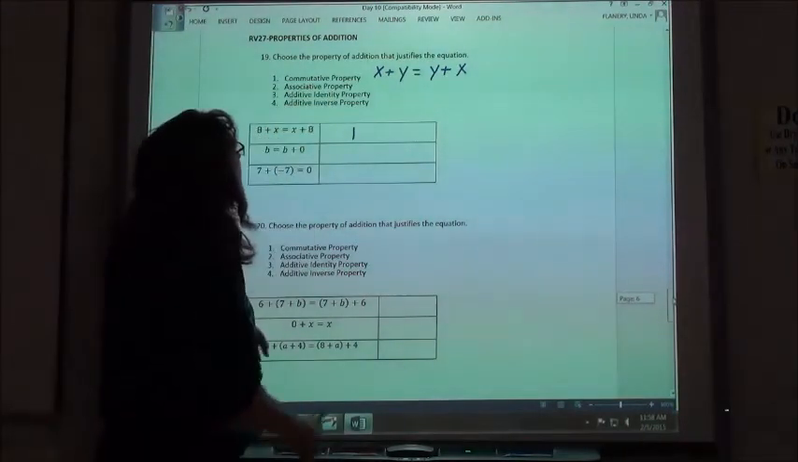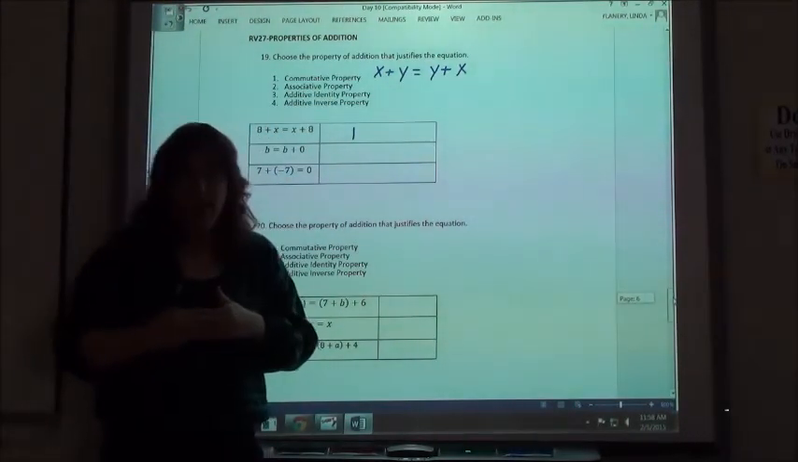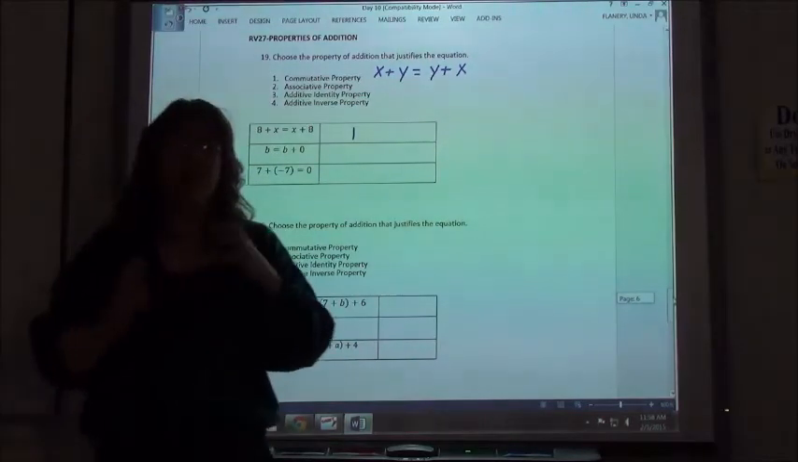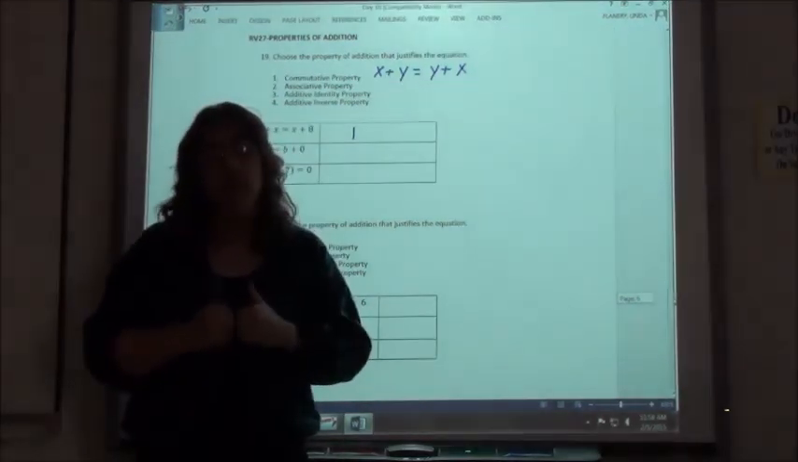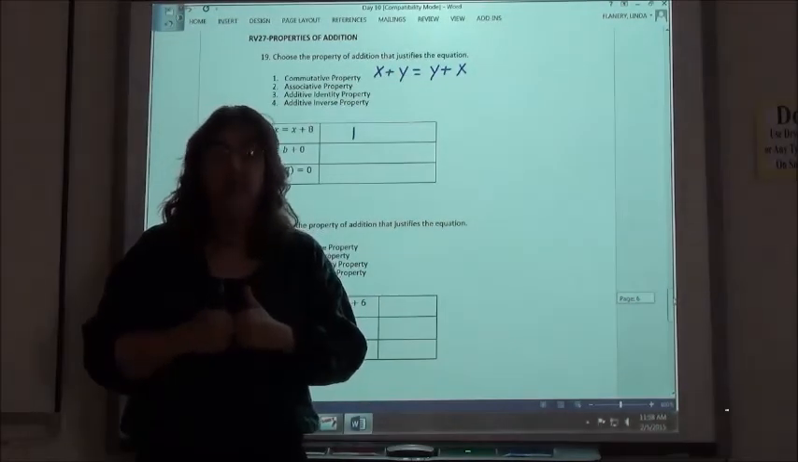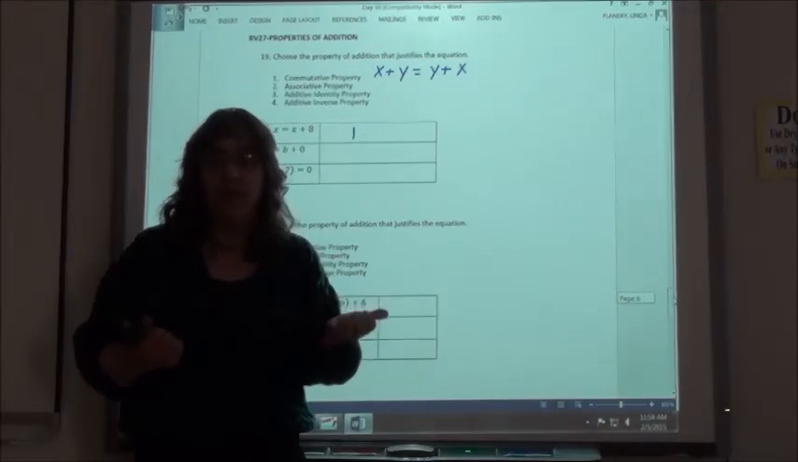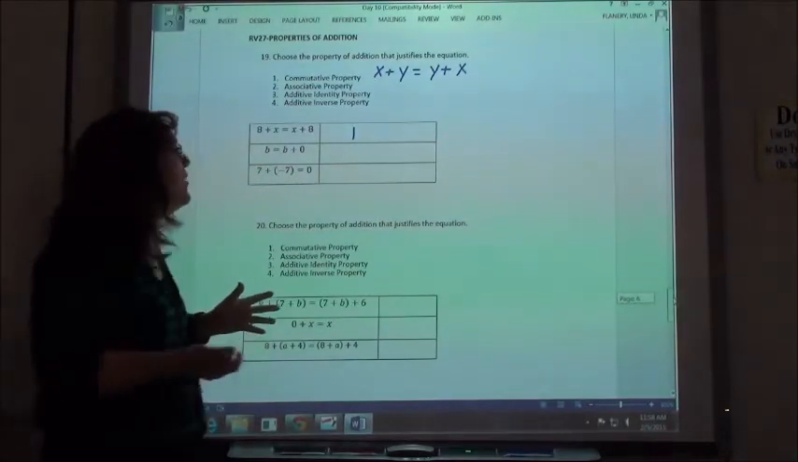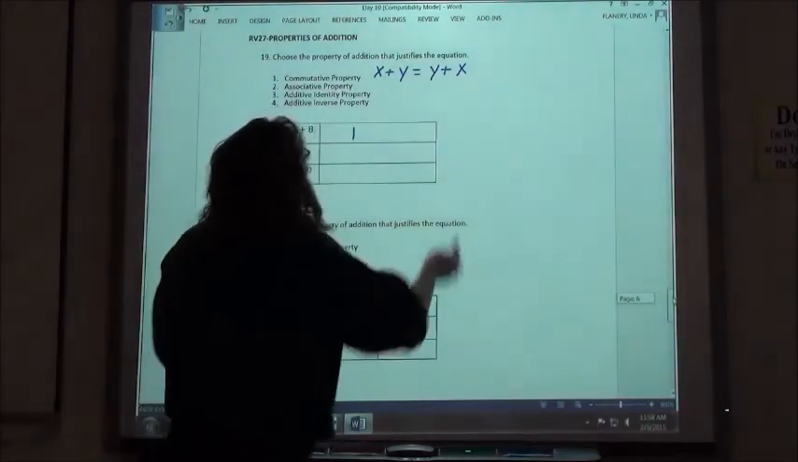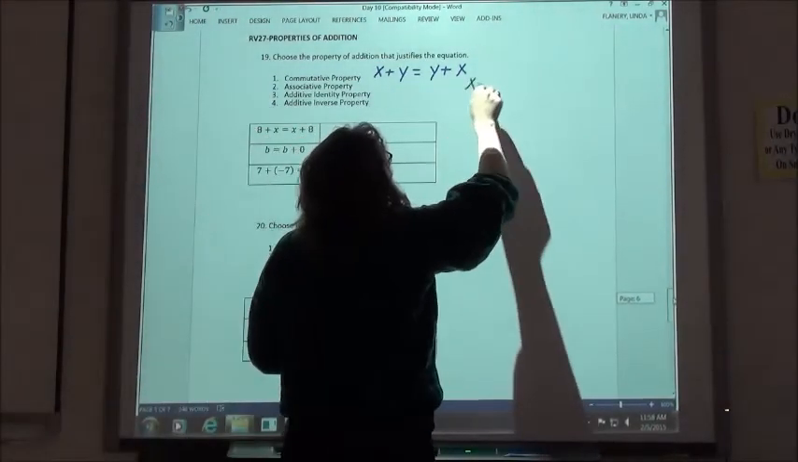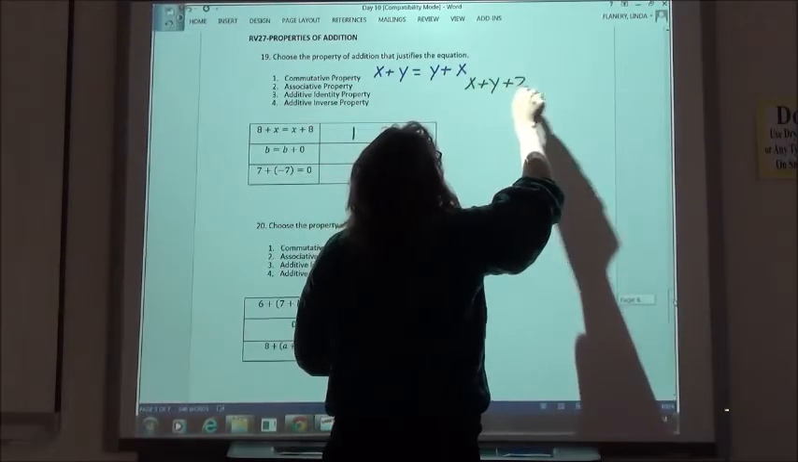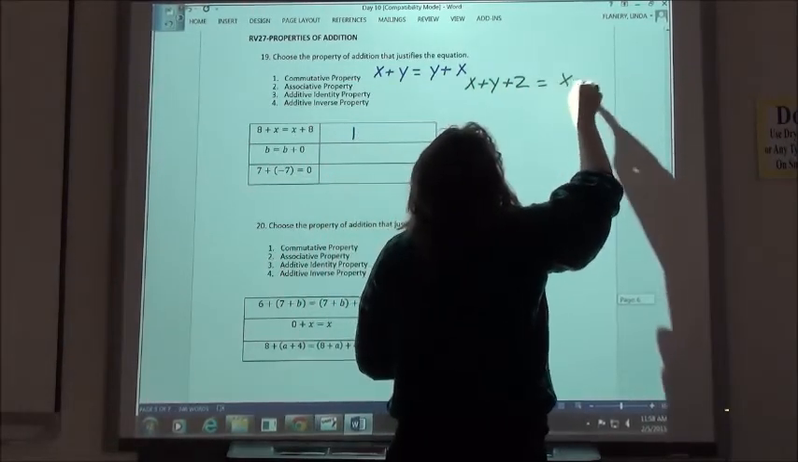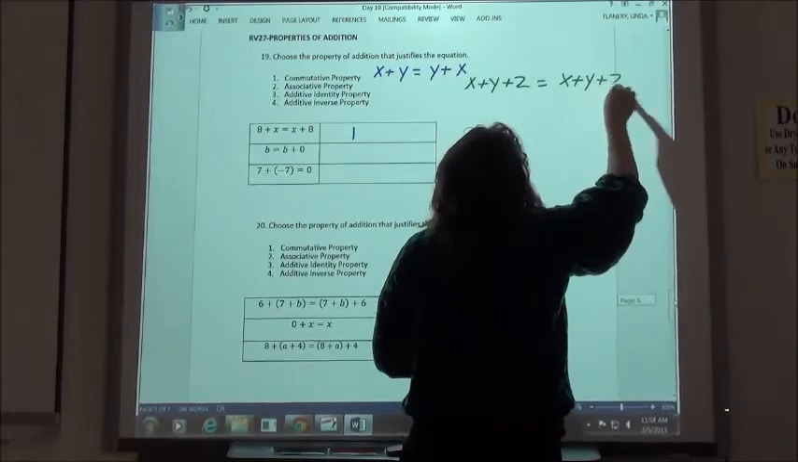Associative property says the order has to be the same, but the parentheses are moved. An association is a group. You have to use grouping symbols, which are parentheses. So if there's not parentheses in the problem, it's not going to be the associative property. Associative property says x plus y plus z has to equal x plus y plus z.